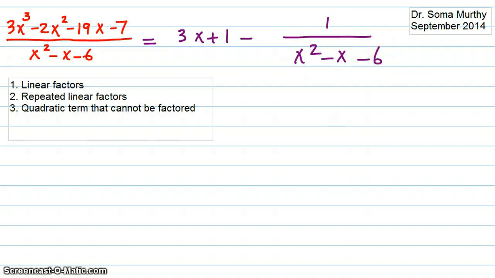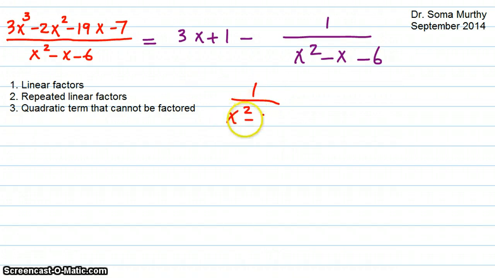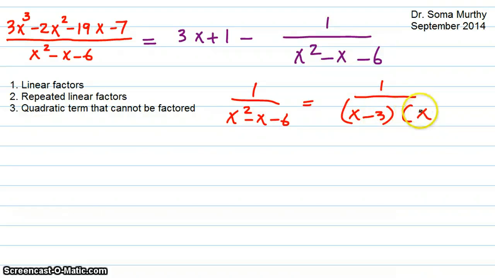But what do we do with this last term? We need to factor the bottom polynomial. So let's factor the bottom polynomial. I have 1 over x squared minus x minus 6, and by observation I can determine that it's x minus 3 times x plus 2.